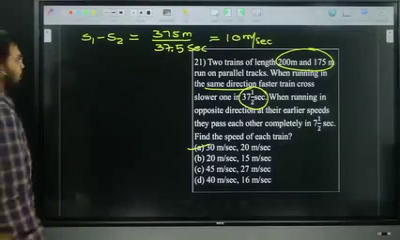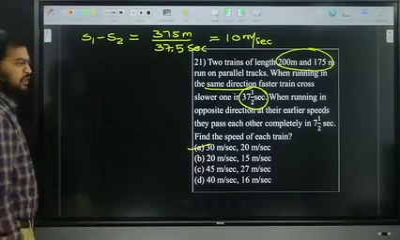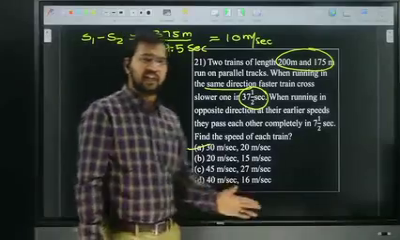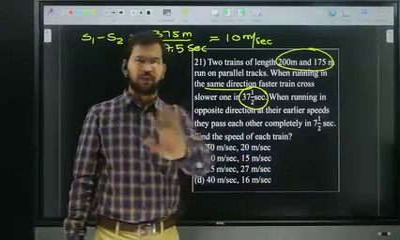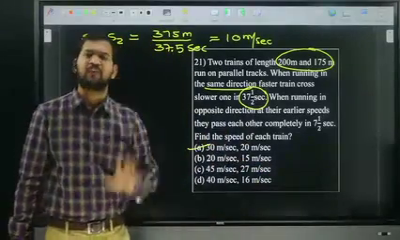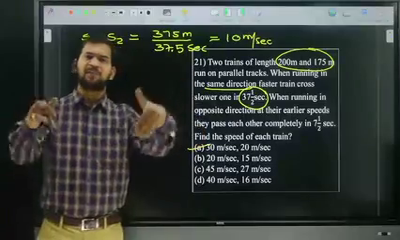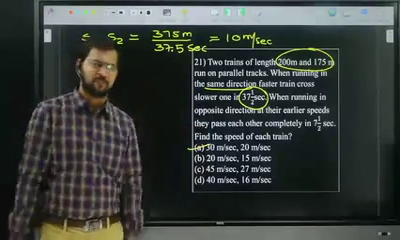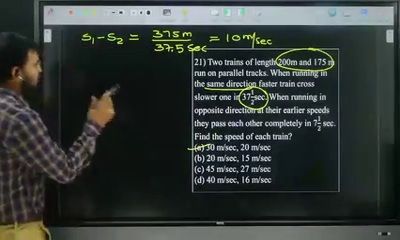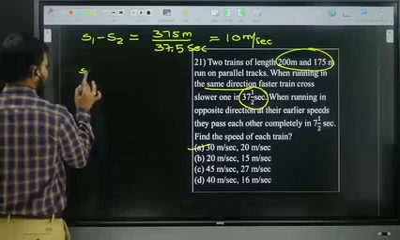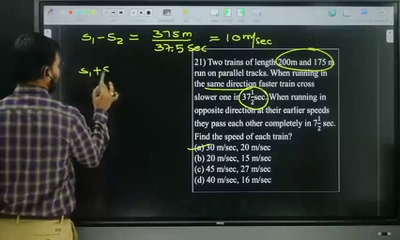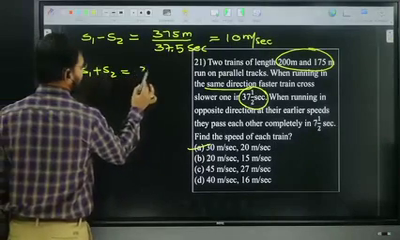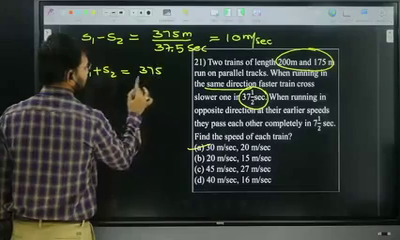Next. So if in all options the difference is 10, then I go for the second statement. Otherwise, no need to go for the second statement. Straight away we are going to attack. If in all options the difference is 10, then I go for the second step. The second step is the opposite direction. Therefore, S1 plus S2 is equal to 375 by 7.5.